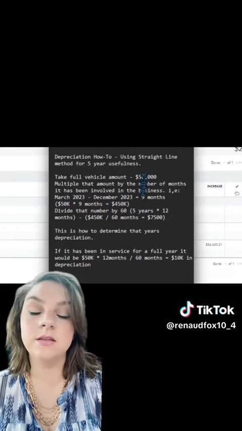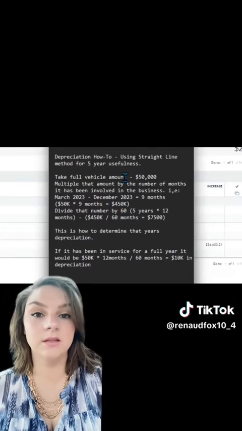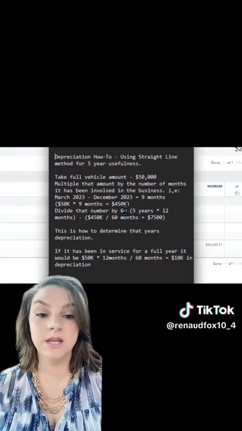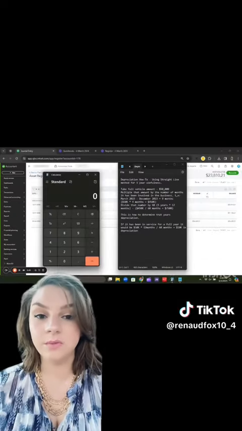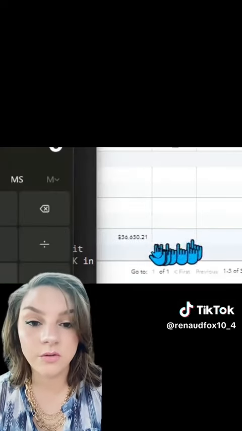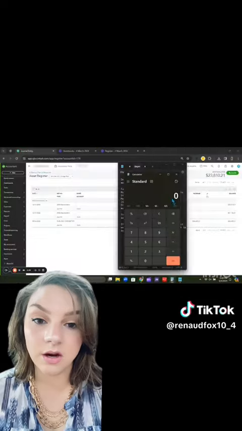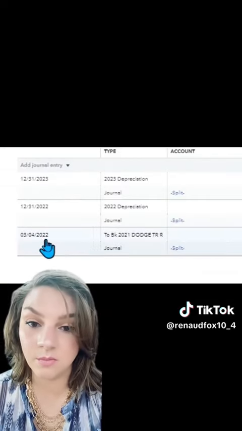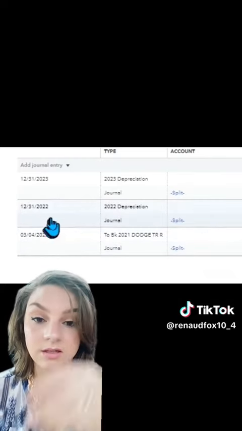Okay, so here is the straight line method for depreciation. Basically, vehicles are considered useful for 5 years. So what you want to do is you take your full original amount, multiply that by the number of months, and divide that by 60. So starting off with, we're going to look at the original price right here, but then also the date that we got that in, which was March of 2022 and then December of 2022.